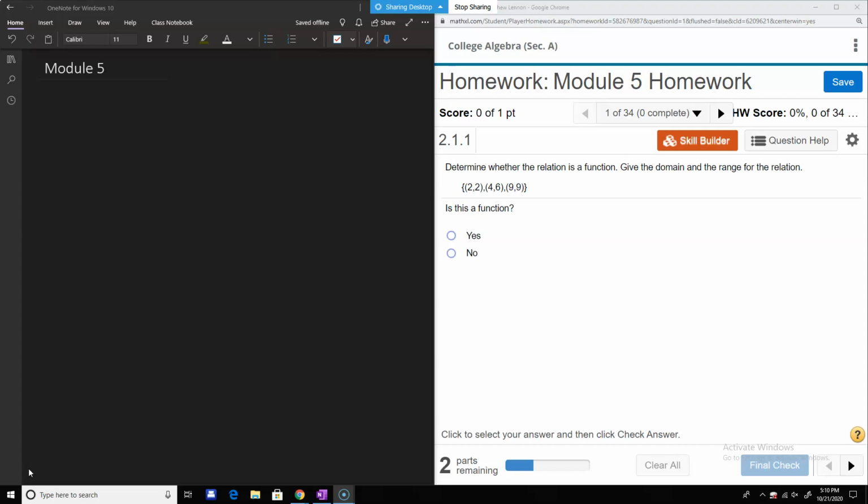So let's jump right in. It looks like we're starting with functions, so we might as well talk about the definition.